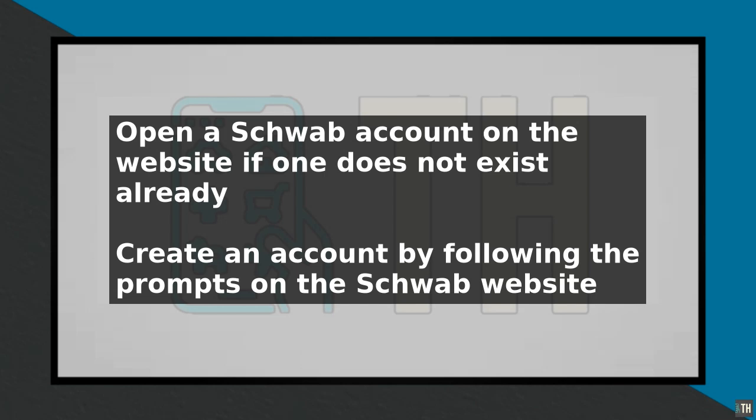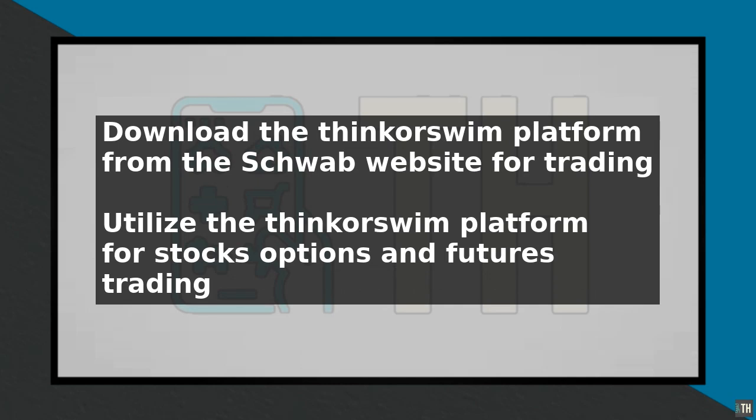The Thinkorswim platform is a trading software that allows you to trade stocks, options, and futures, and also provides a variety of analytical tools to help you make informed investment decisions. After downloading the Thinkorswim platform, you will need to log into the platform using your Schwab account credentials. This will give you access to the platform and allow you to start trading and using the analytical tools.